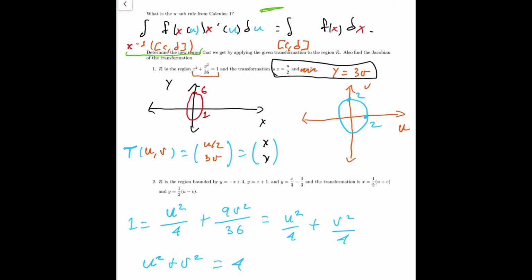So in other words, the corresponding image in the uv plane is a circle of radius 2 centered at the origin. So what we're saying is that the circle of radius 2 in the uv plane is mapped to this red ellipse in the xy plane under the transformation T.